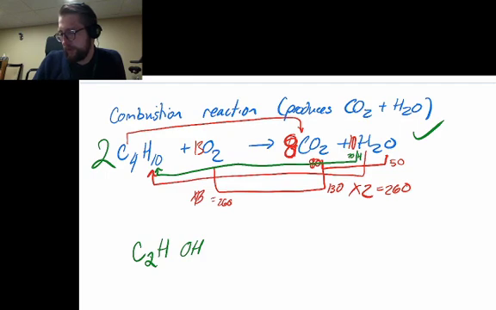1, 2, 3, 4, 5, 6. So it's something like that. I'm going to write it out in a little bit of a nicer format for you. Something like this. So this is ethanol.